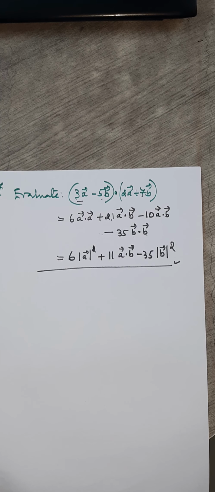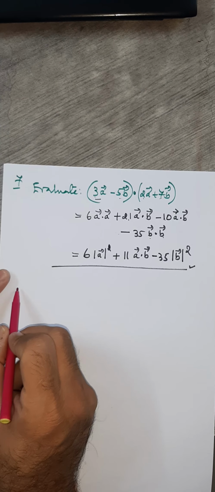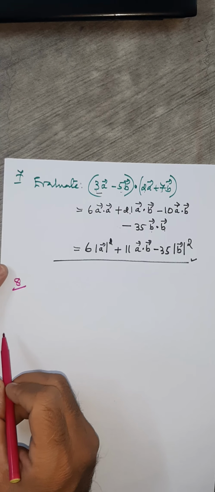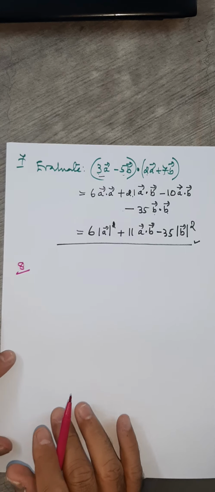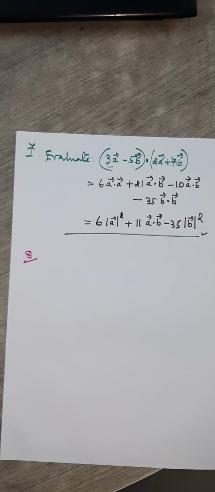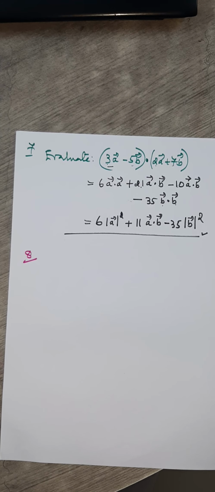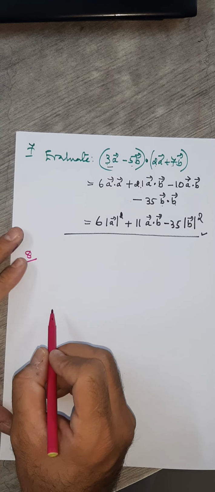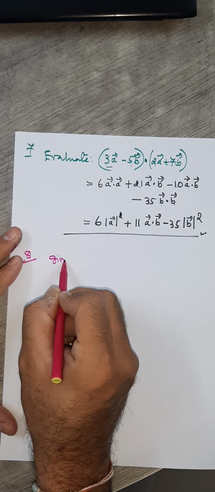Okay. What about the next question? Question number 8. Find the magnitude of two vectors having the same magnitude such that the angle between the two vectors is 60 degrees and the scalar product is half. So you are given this.